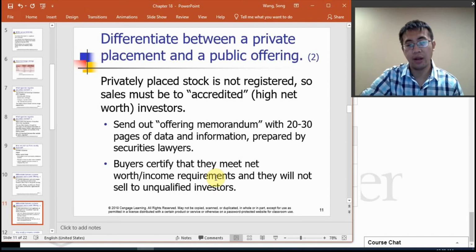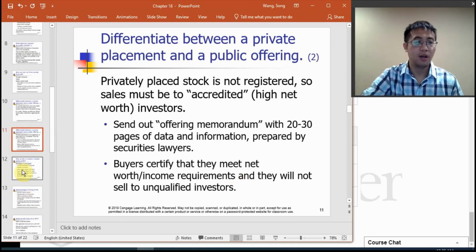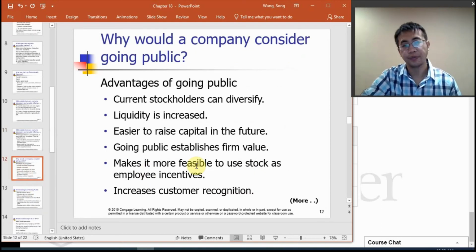Usually, it is a $1 million net worth requirement to be qualified as an investor for these privately placed stocks. And it is true that privately placed stocks have a higher earning on average than public stocks like Walmart or Apple. So the private ones actually make more money, and it is also harder to invest in them. You have to be qualified to be an investor.